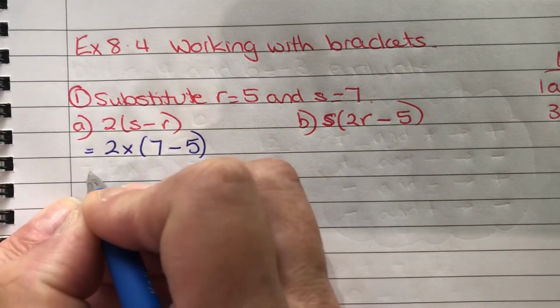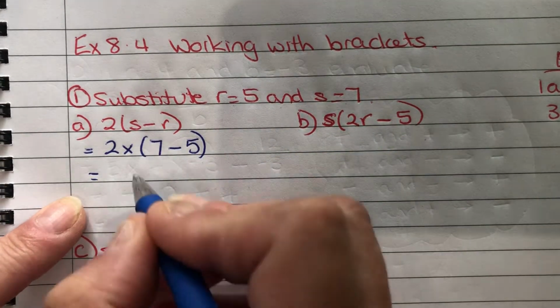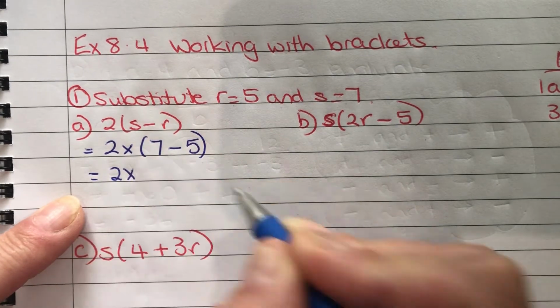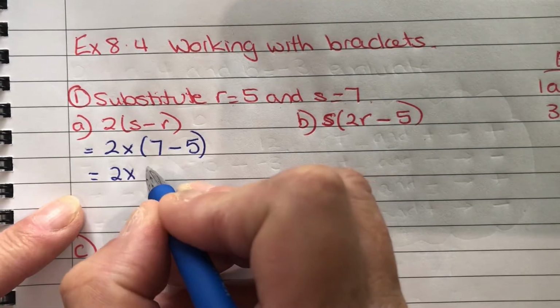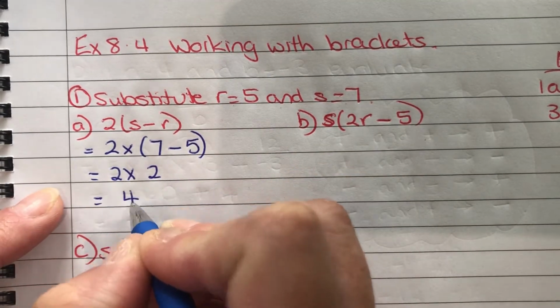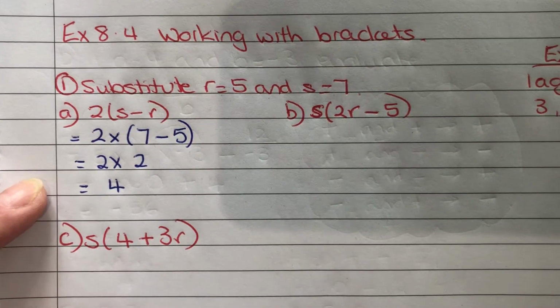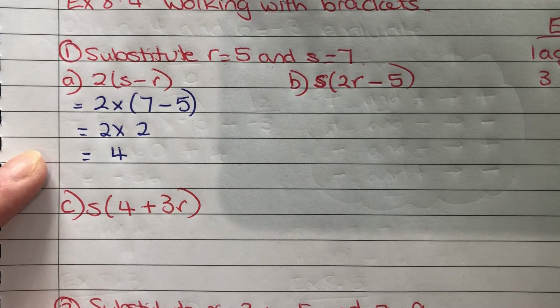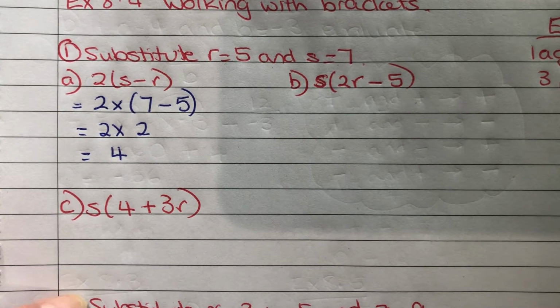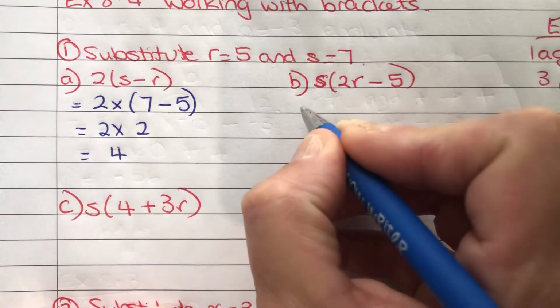Now we know with BIDMAS that we always do the brackets first. So we're going to go 2 times 7 minus 5, which is 2. So your answer is 4. Now some of you might, that's an S by the way, some of you might like to go ahead and then just look back up and see what you've got and whether you agree with me.